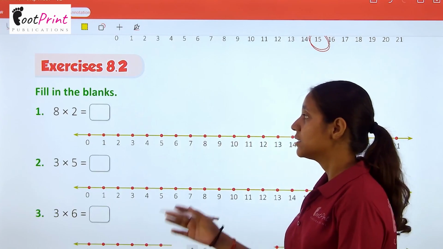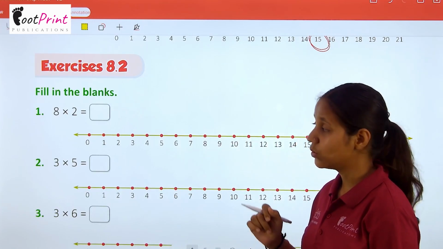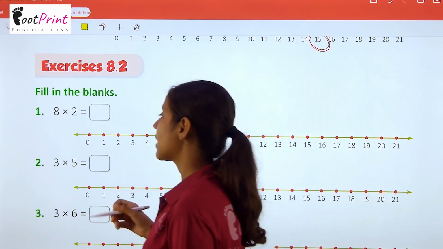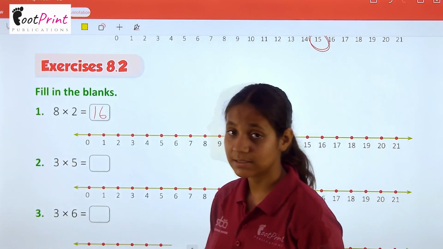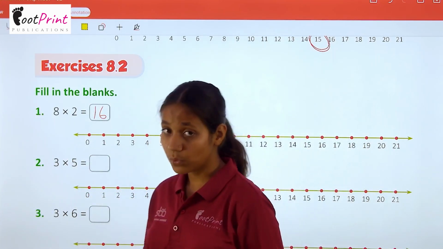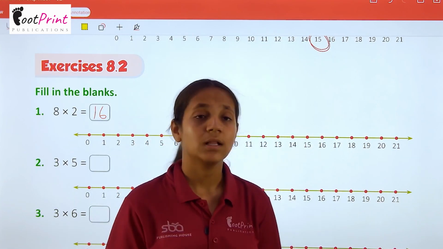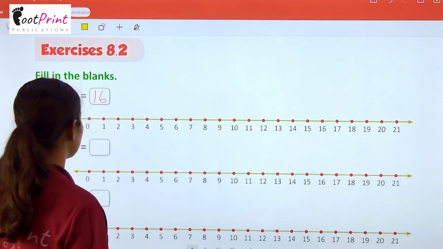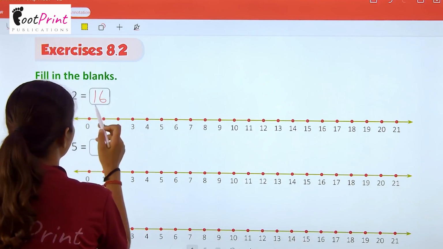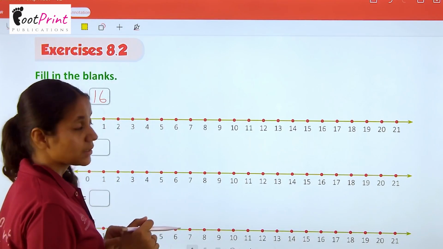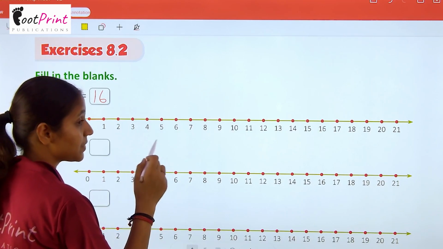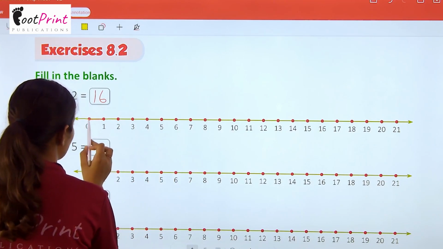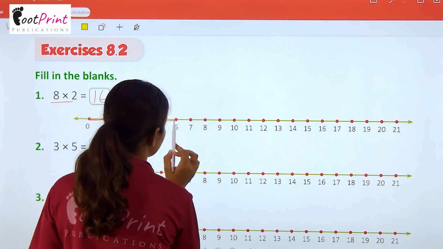Now we are doing exercise number 8.2. Fill in the blanks. 8 multiplied by 2 is 16. 8 twos are 16. The calculation will be easier when you learn the multiplication table. So now 8 multiplied by 2 is 16. How will we do this? We have to do the jump of 8. We have to skip 8 but 2 times only. So 1, 2, 3, 4, 5, 6, 7, 8.